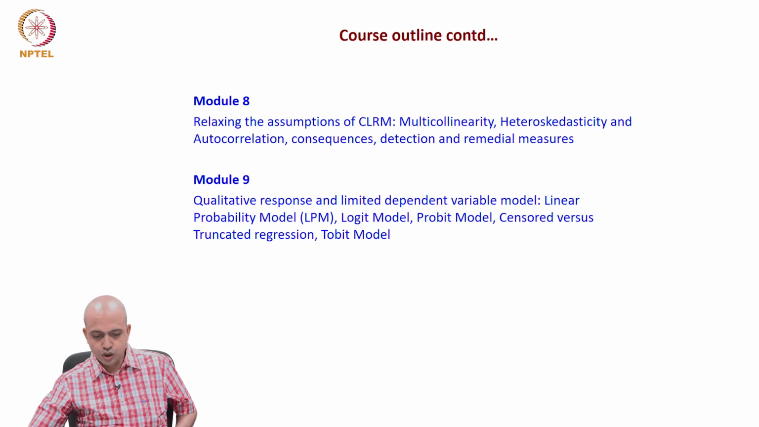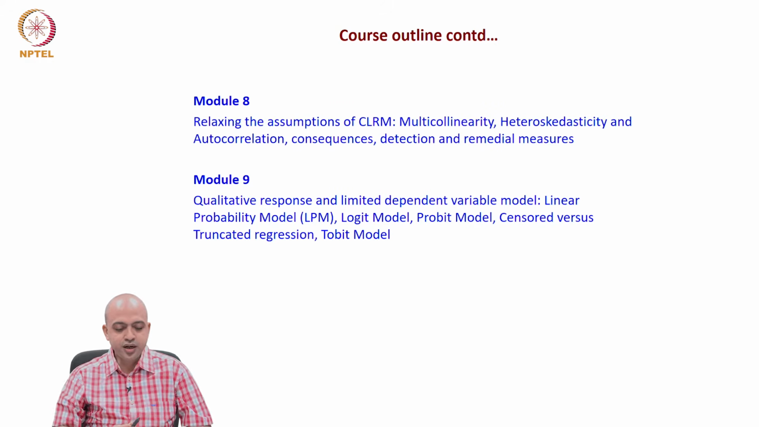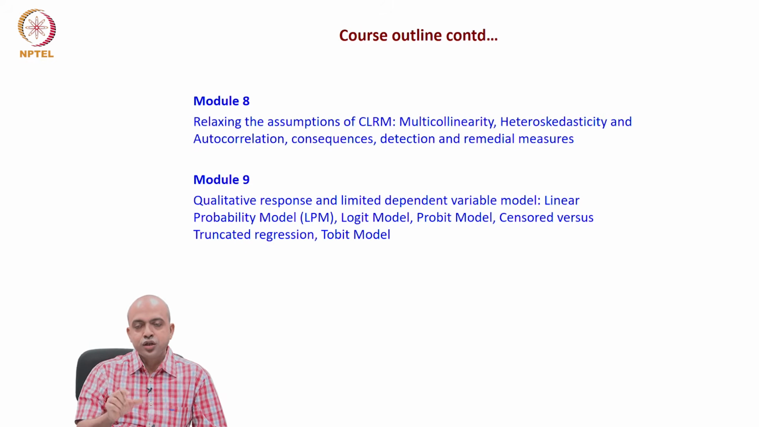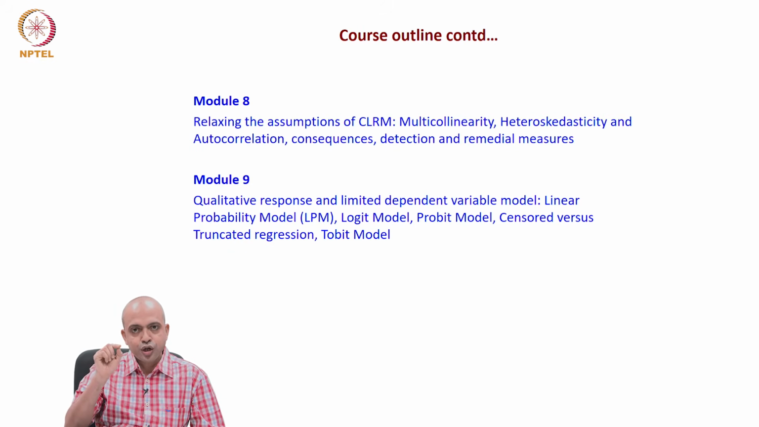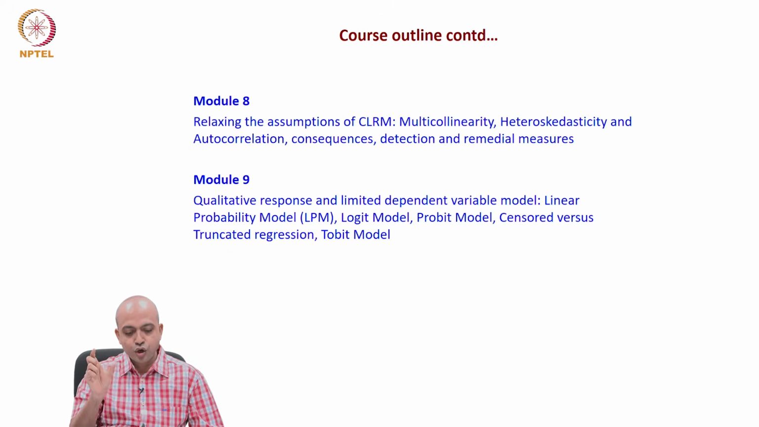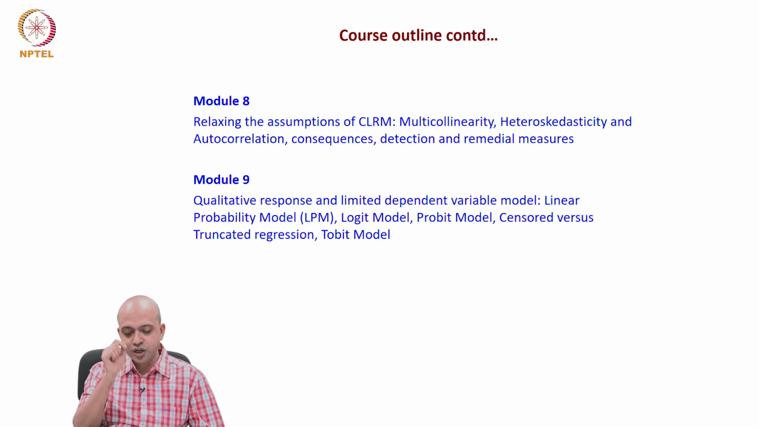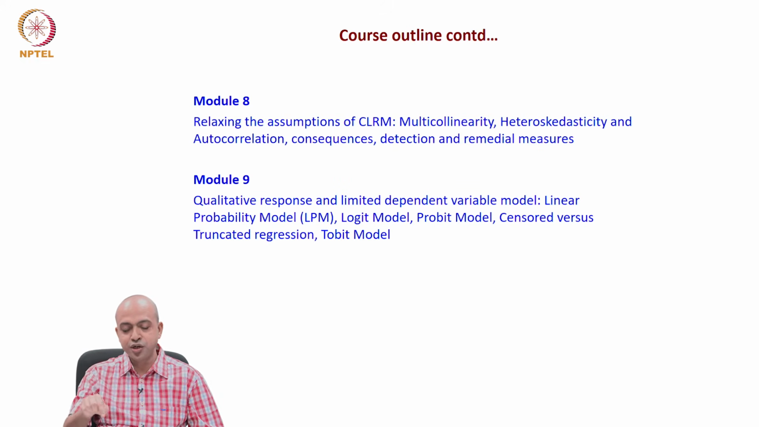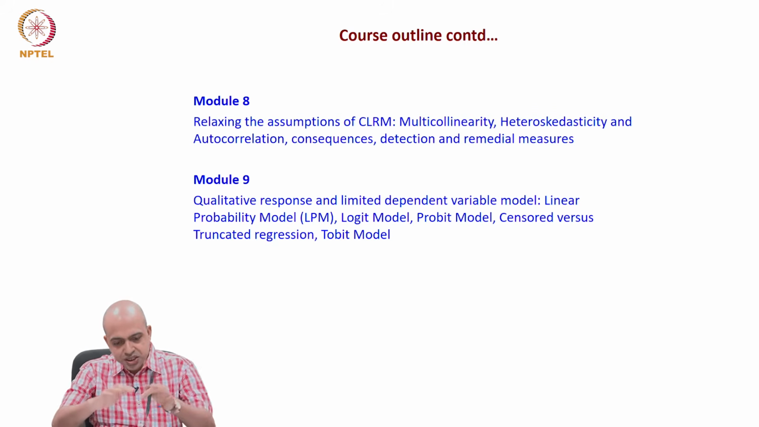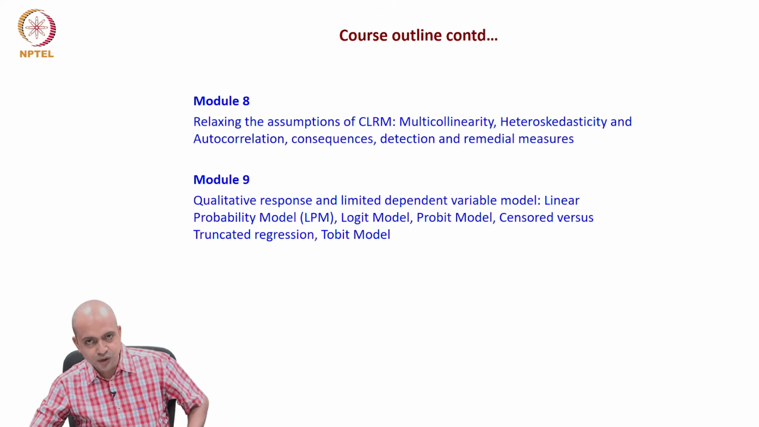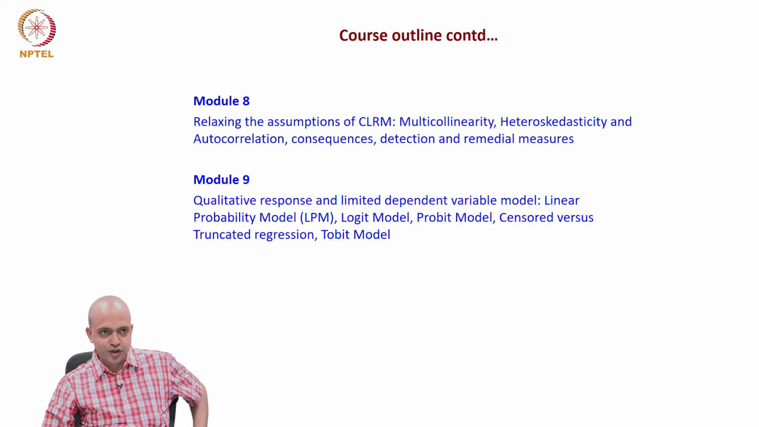module 9, qualitative response models. The linear probability model, logit and probit are called qualitative response models, while the Tobit model is called a limited dependent variable model. That is why I said qualitative response as well as limited dependent variable models, both will be discussed in module 9. So, this is going to be the entire syllabus of the Introduction to Econometrics course.